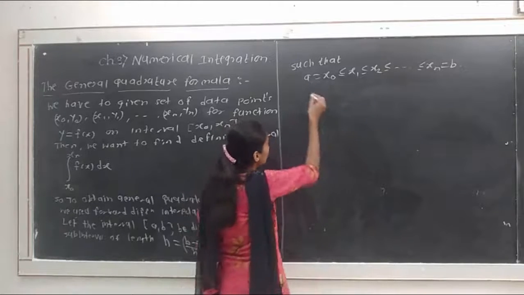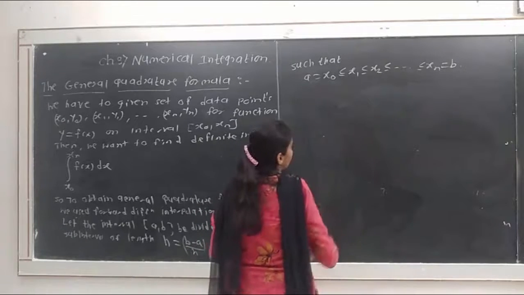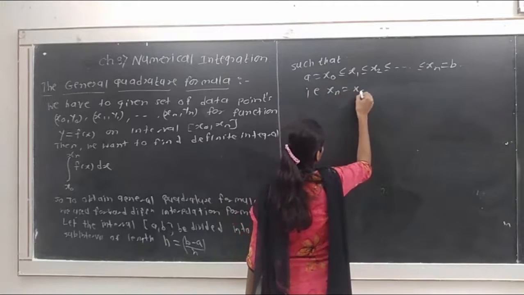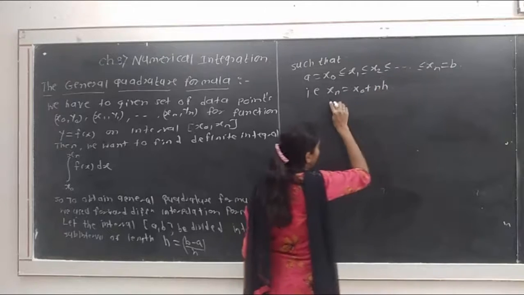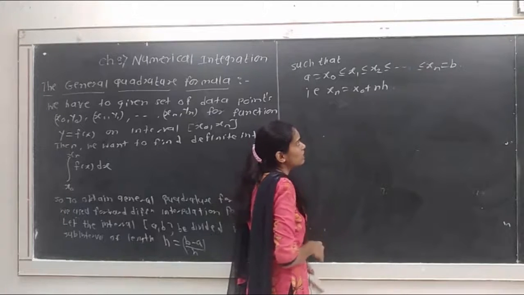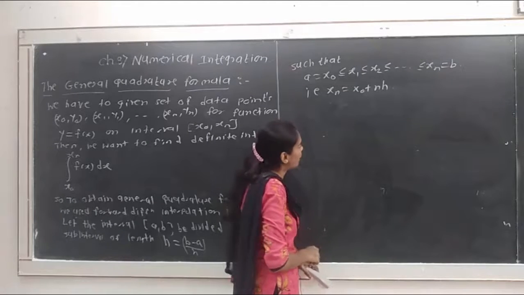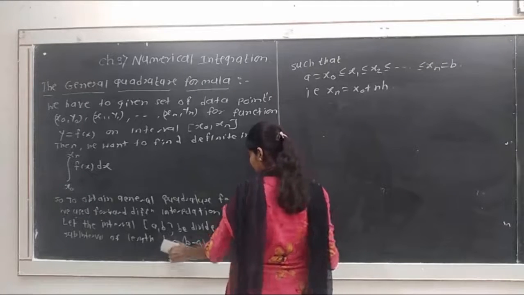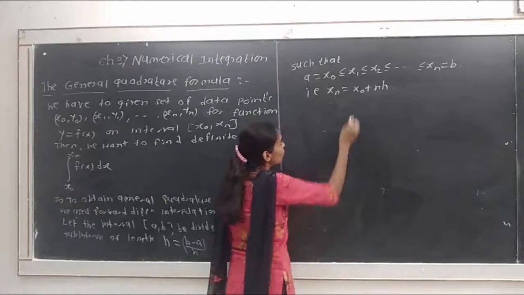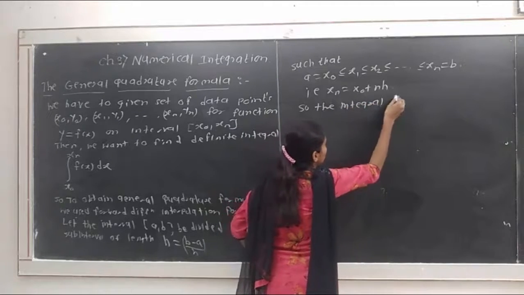So xn is equal to b, that is, we consider xn is equal to x0 plus nh in this form. x1 is equal to x0 plus h, x2 is equal to x0 plus 2h. That is, the points x0, x1, x2 are equally spaced by the difference h, and we divide the interval into lengths h is equal to b minus a divided by n in this way.